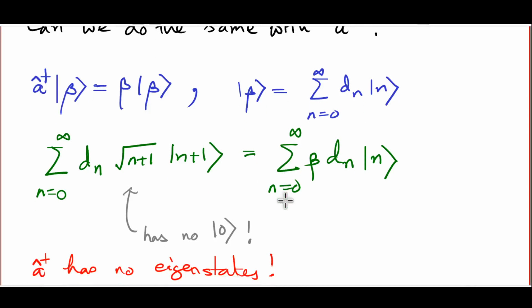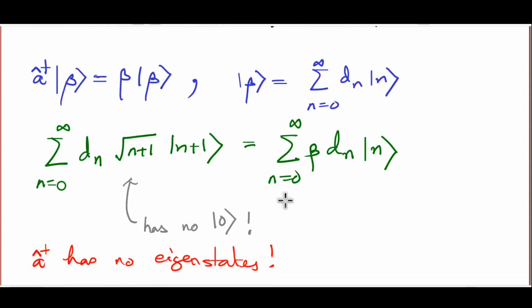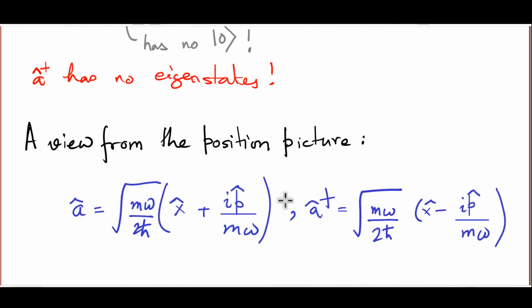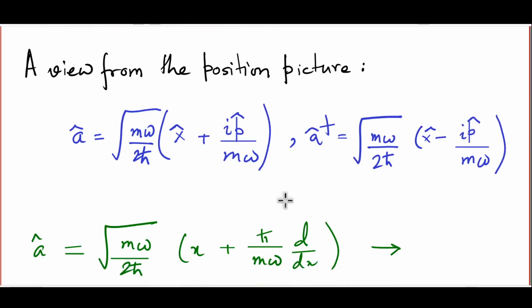Can we say this from a more elementary viewpoint? From the position picture, for example. Now in the position picture, the operators A and A dagger can obviously be obtained from these abstract versions just by replacing x hat by the operator which multiplies by x and p hat by h cross by i d/dx. If you did that to A hat, you will end up with this operator.